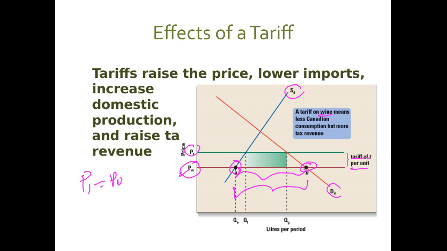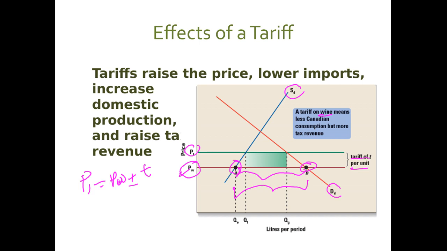So the importer will increase the price as well. They are not going to pay from their own pocket. If I'm importing one unit for $5, and the government says that you have to pay $1 tax, then of course I will just charge $6 for that product. $5 plus $1 tax. That is what I have added to get P1.